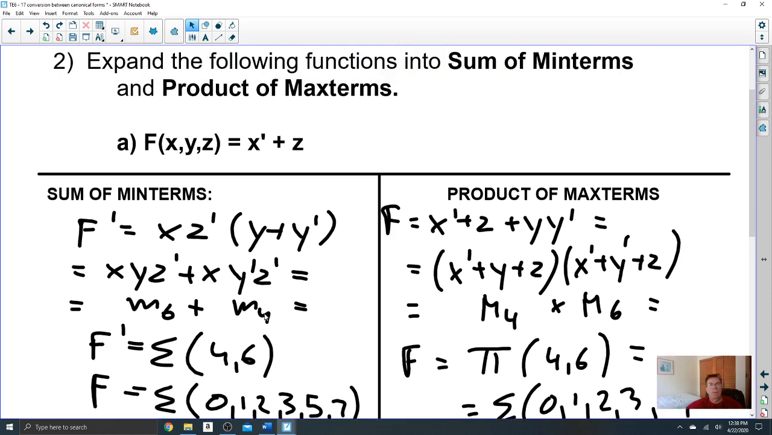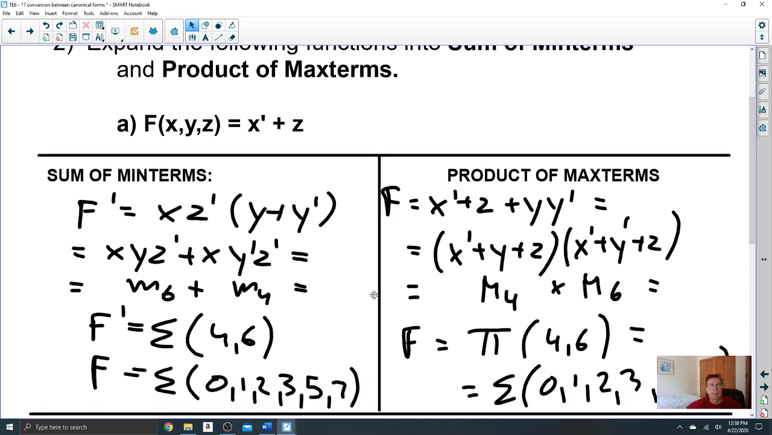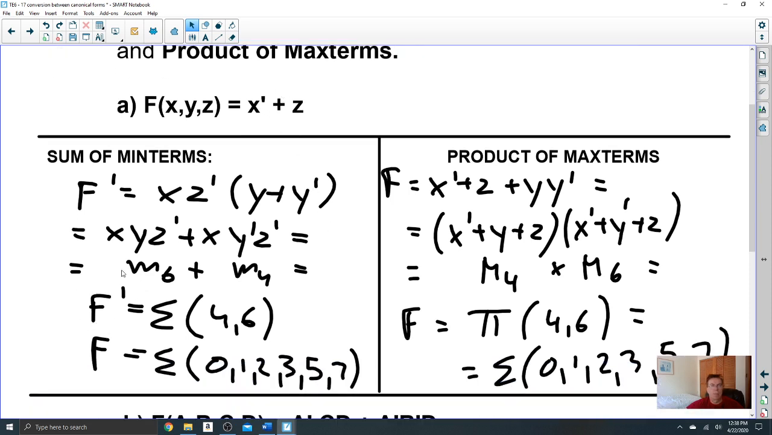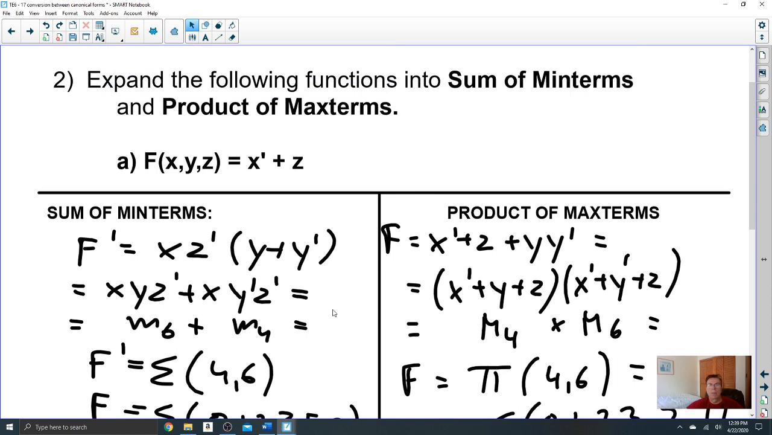Now, we are looking for sum of minterms of this function, not its prime. So if the prime of the function is sum of minterms 4 and 6, that means the function itself is sum of minterms with complementary subscripts. That means we have a function which is sum of minterms 0, 1, 2, 3, 5, 6 is not here, and 7. So f prime is equal to sum of 4, 6. So f is equal to sum of 0, 1, 2, 3, 5, and 7. So we found the minterms right here.